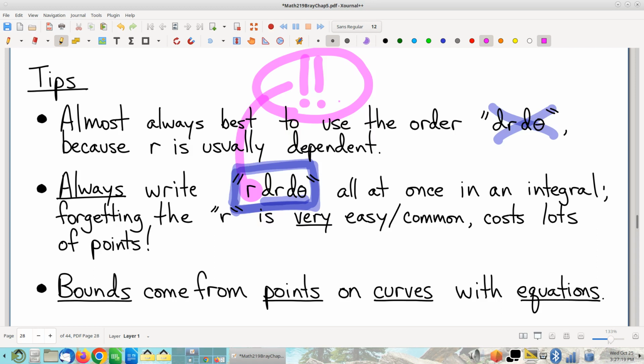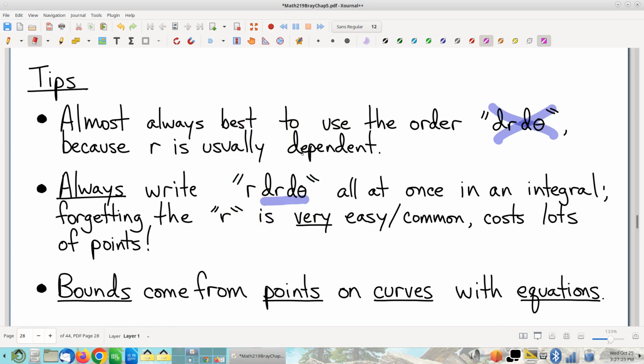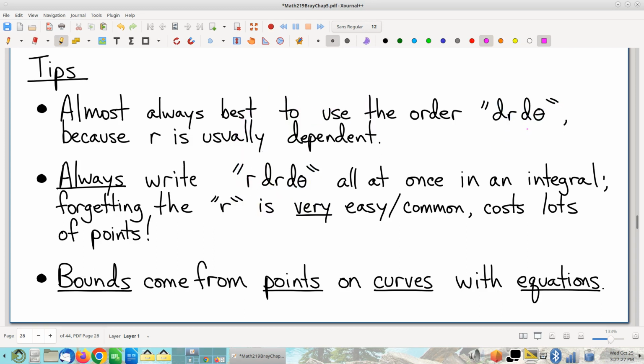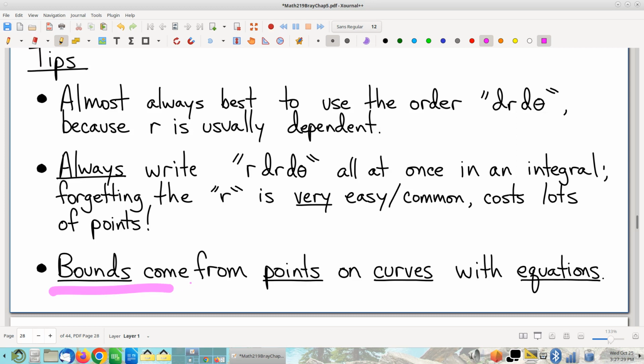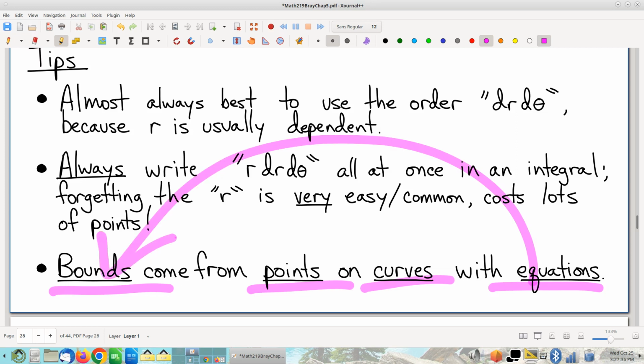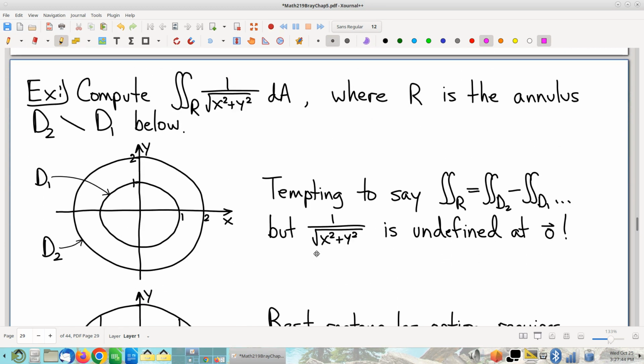Okay. And then, of course, we have our usual multi-step process for finding the bounds on our iterated integrals. The bounds come from certain points that we identify as coming from certain curves that have certain equations, in which you just solve for the bounds that you need. It's just like every other kind of integral that we've done previously. And now let's see a bunch of examples.